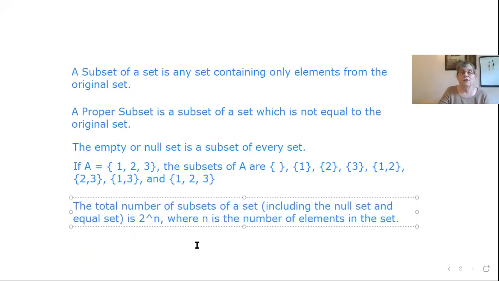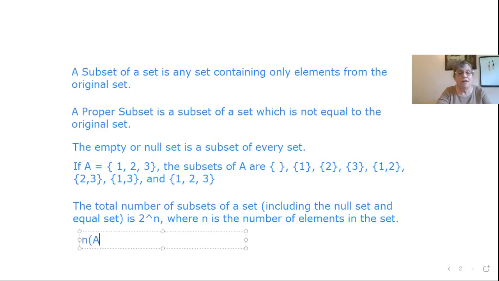The total number of subsets of any set, which will include the null set and the equal set, the set itself, is 2 raised to the power of n, where n is the number of elements in the set. In other words, in this particular problem, we'll notice that n of A is equal to 3. So the number of subsets is 2 raised to the 3rd, which is equal to 8. 2 times 2 times 2.